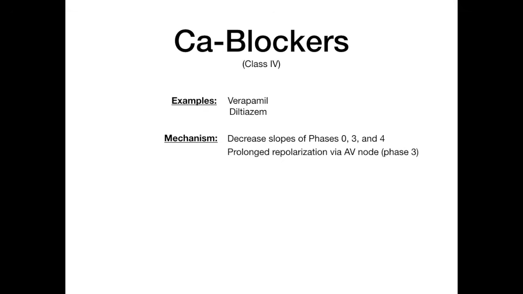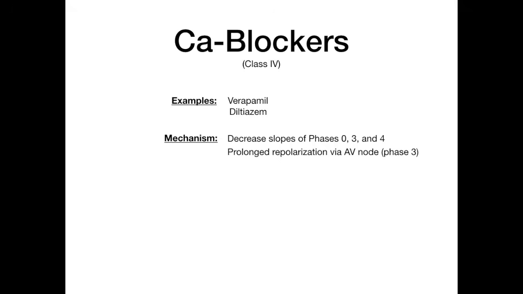So calcium is really implicated all over the cardiac action potential. And depending on which source you read, you're probably going to see different bits of information as to which part of that action potential they affect. What I think that you should know is that calcium channel blockers are class 4 agents, are class 4 antiarrhythmics. They decrease the slope of phases 0, 3, and 4.